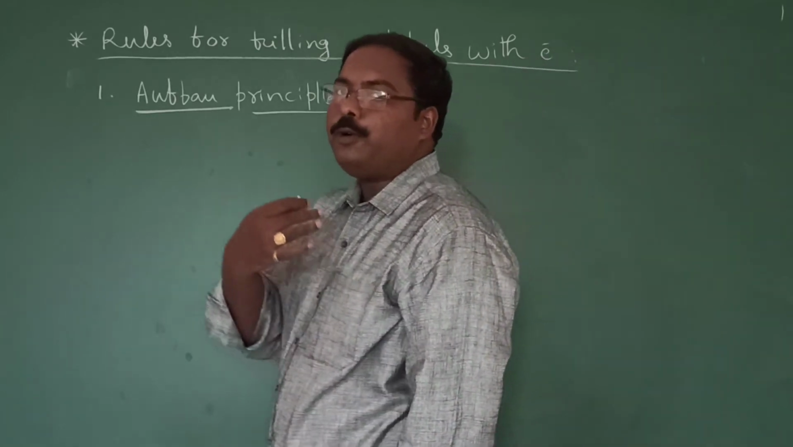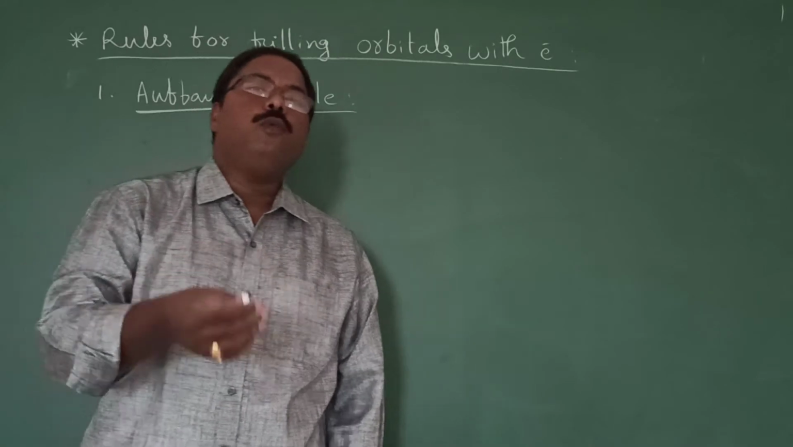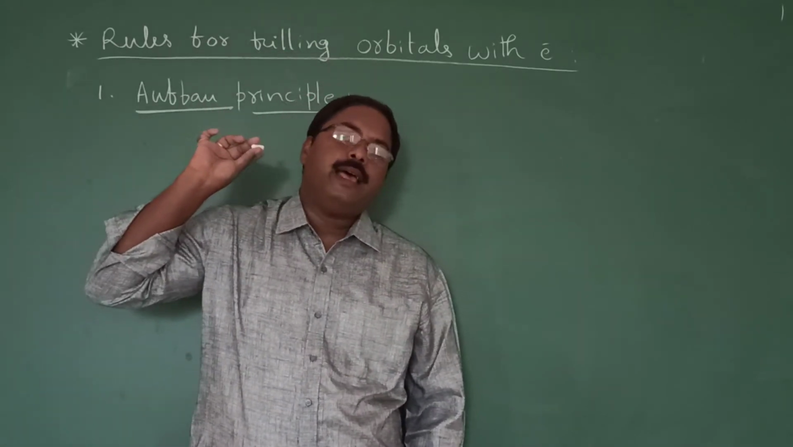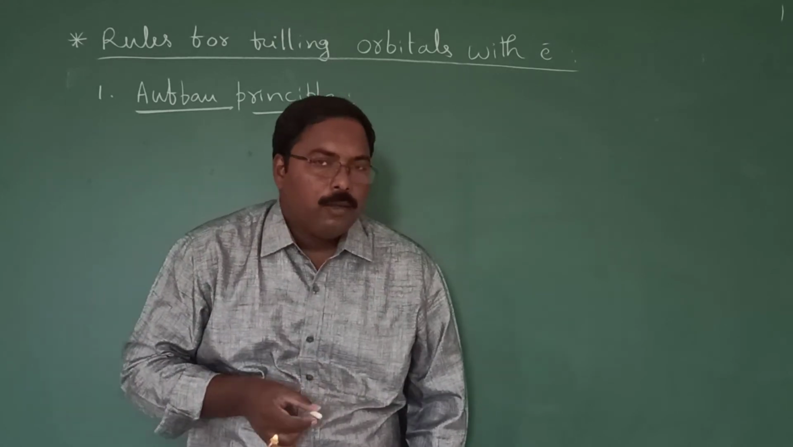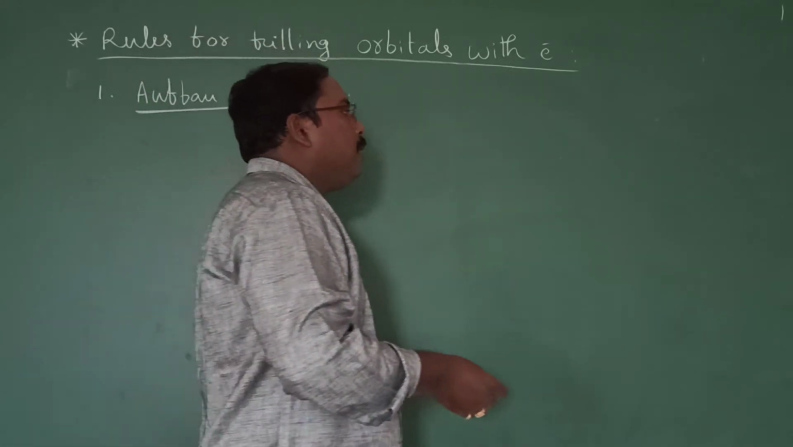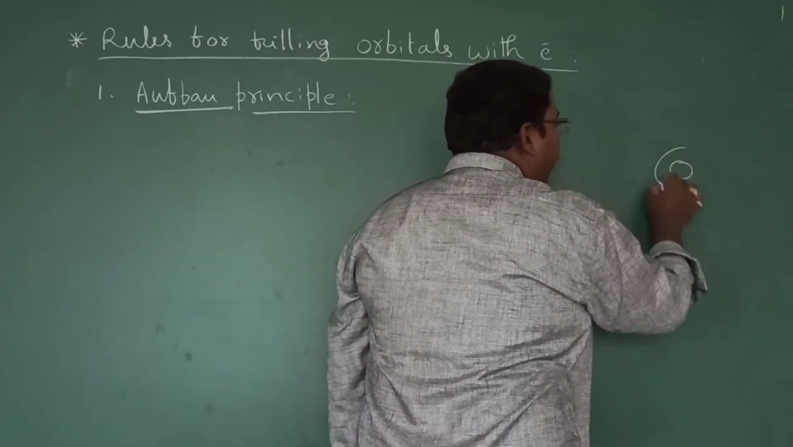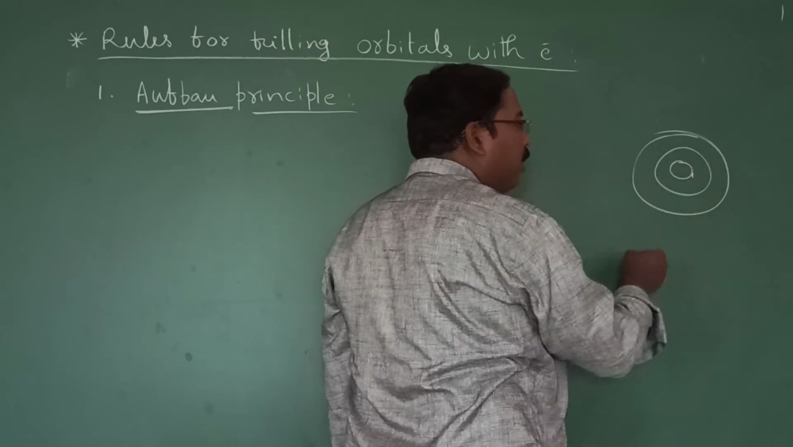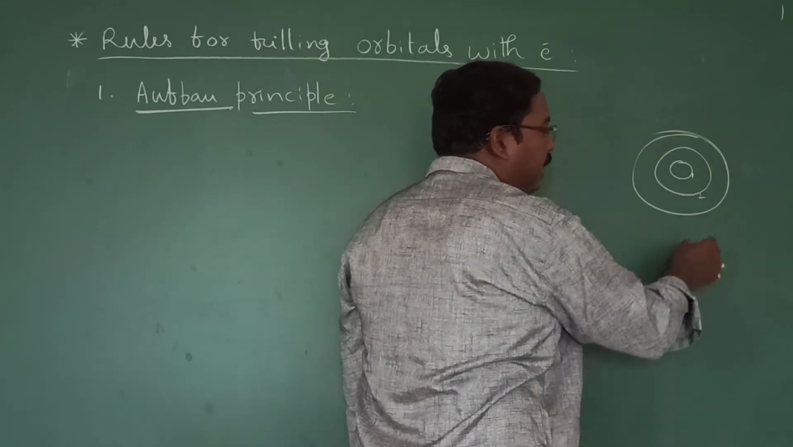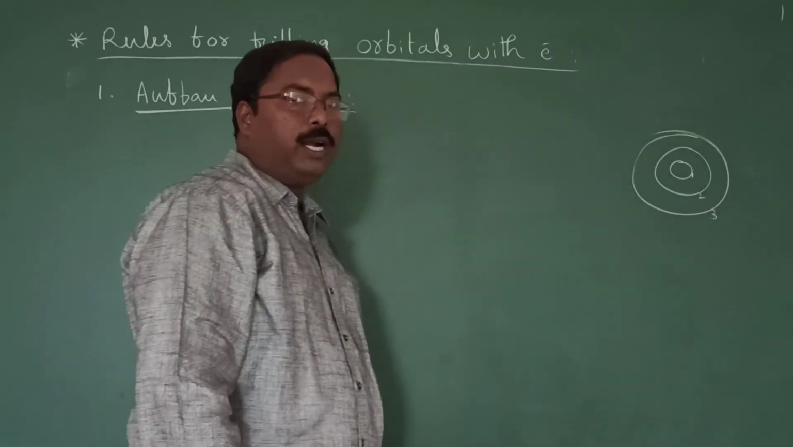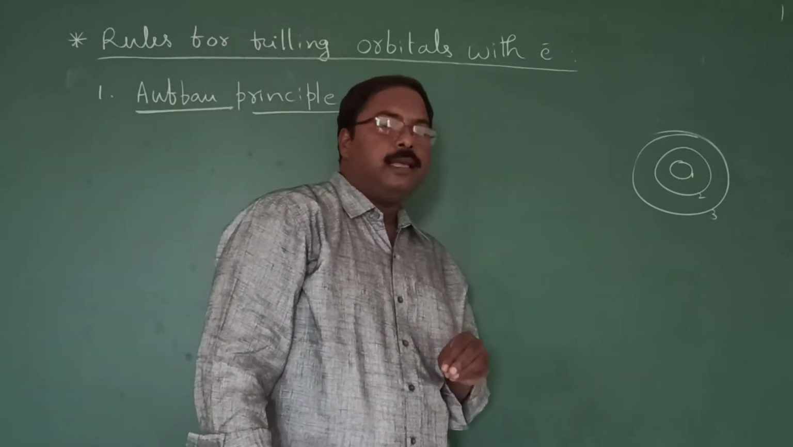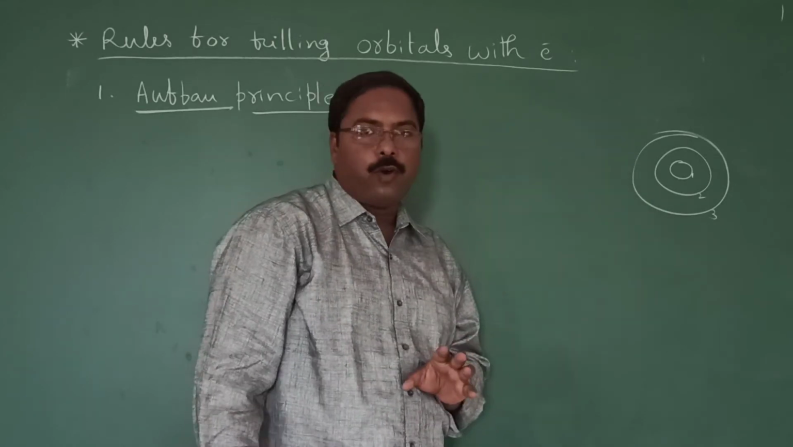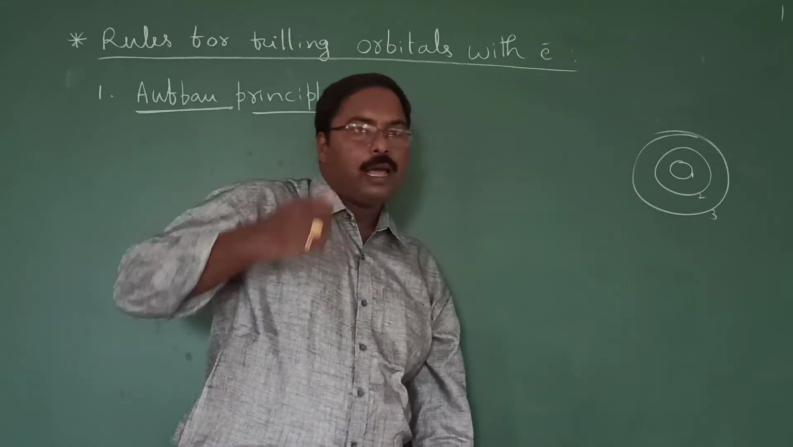Whatever rule we follow while filling the orbits, the same rule will be followed to fill the orbitals also. What you learned in the lower class, for example, if you have different orbits, the electrons first enter into the first orbit, then they go to the second, then they go to the third. That is what we learned in the lower class. Now coming to the filling of orbitals also, the same principle we follow, which was given by Aufbau.